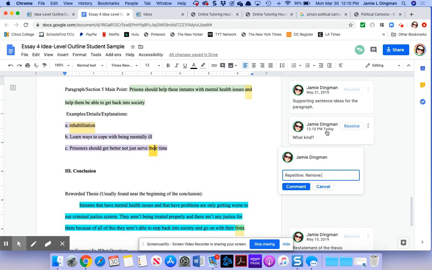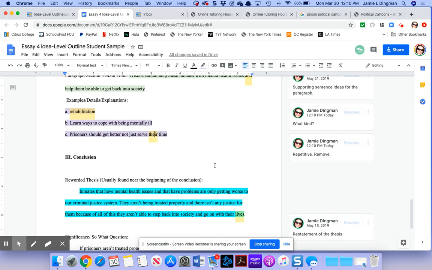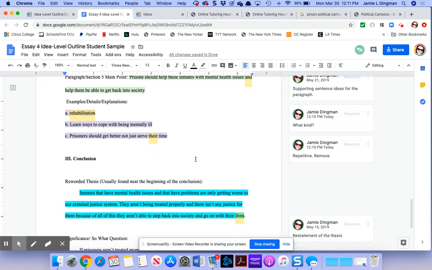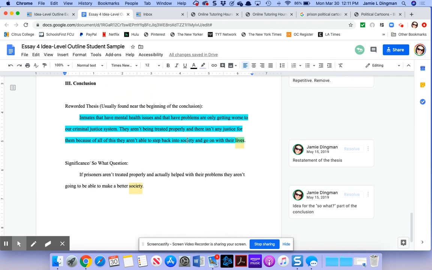So I tell this person to remove this because we've already talked about that. So what else do you want to say? Rehab, how, and learn ways to cope with being mentally ill, what kind. They need to come up with a third point that's not just about getting better and serving their time. We've already covered that. So the last section that we look at, as always, is our conclusion.